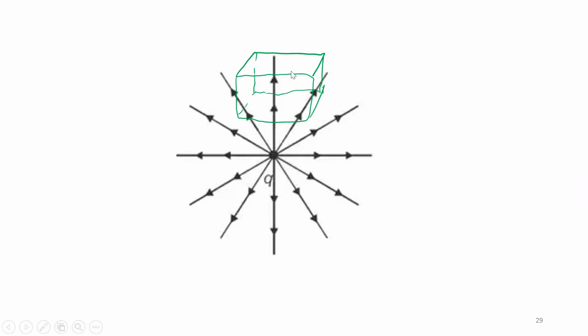That means the outward flux passing through the upper surface would be smaller than the inward flux passing through the bottom surface. So if you just consider the upper and the lower faces, you see an imbalance of flux. However, that is not the end of the story. You still need to consider all the 4 faces on the 4 sides.